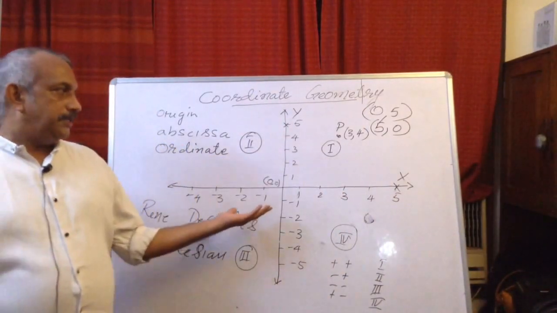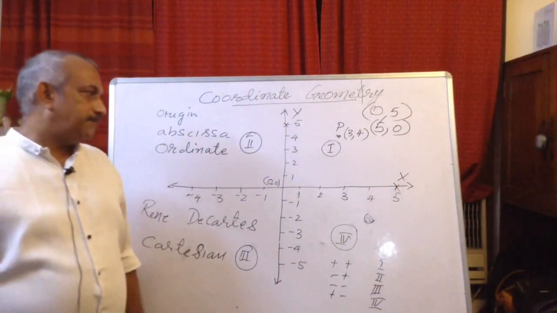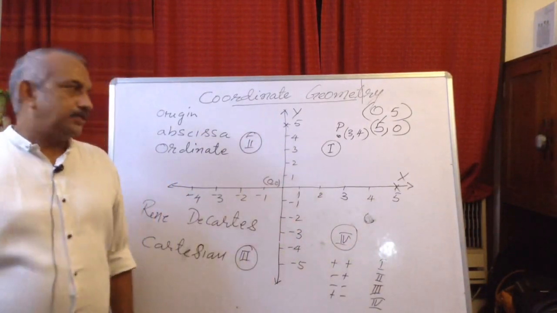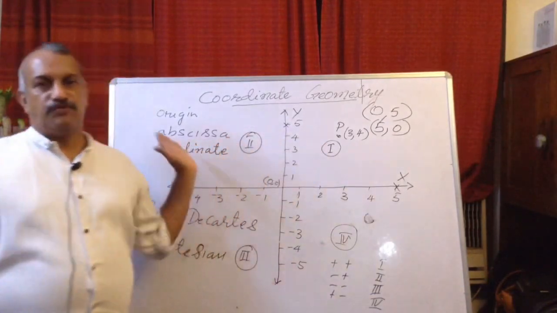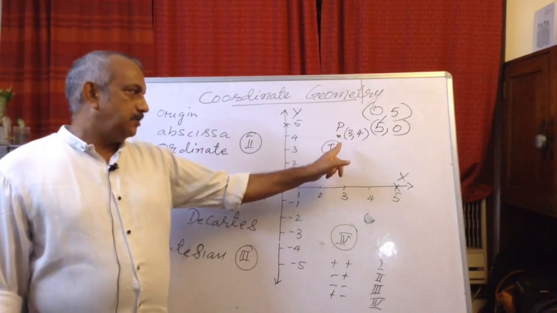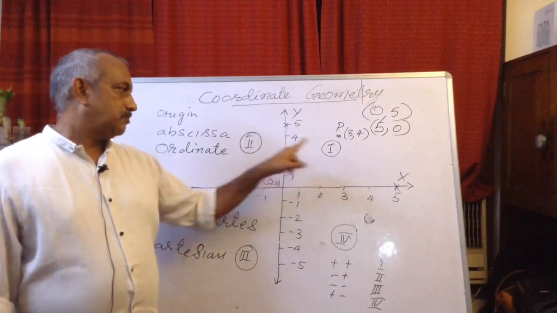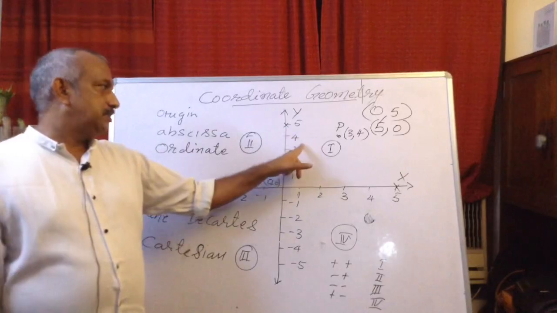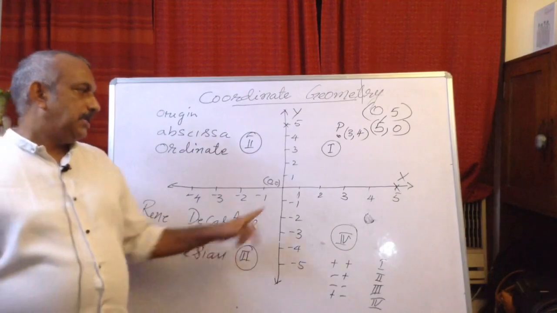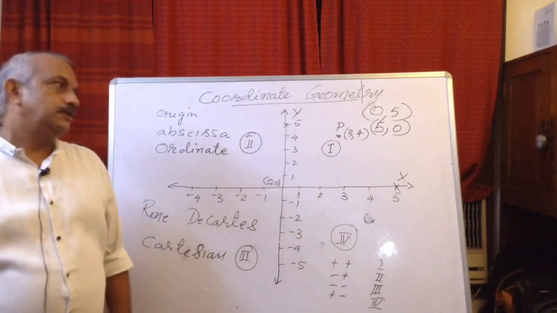Next, the two axes divide the plane into four quadrants, four parts only, and they are called quadrants because each one is 1/4 of the total plane. They are numbered: if both the x coordinate and y coordinate are positive, first quadrant. If x is negative and y is positive, second quadrant. If both are negative, then third quadrant. And if x is positive and y is negative, then it is the fourth quadrant. So this much you have to learn.